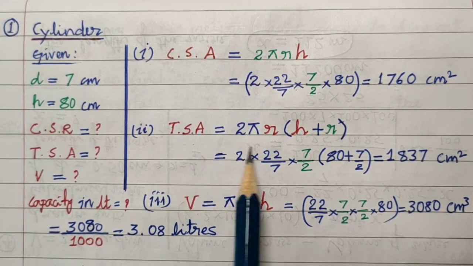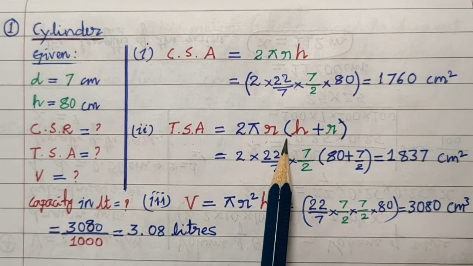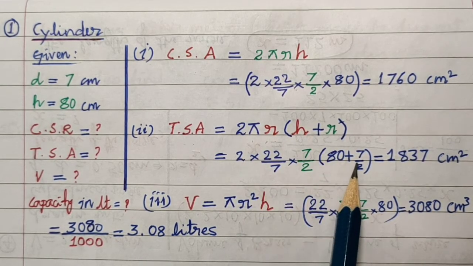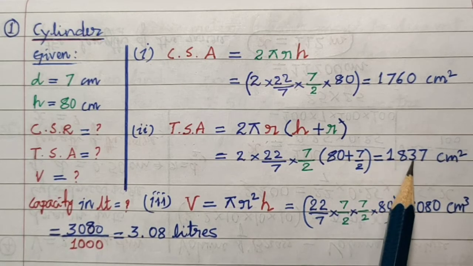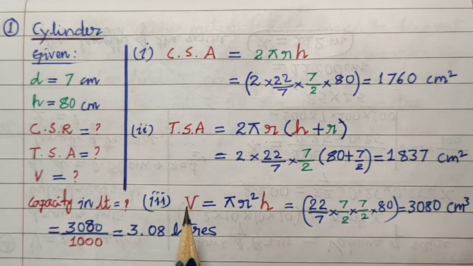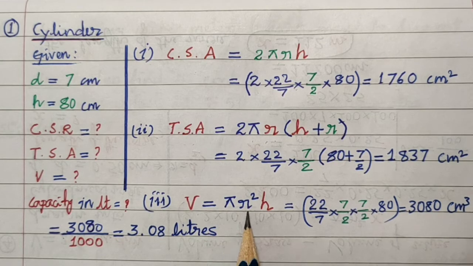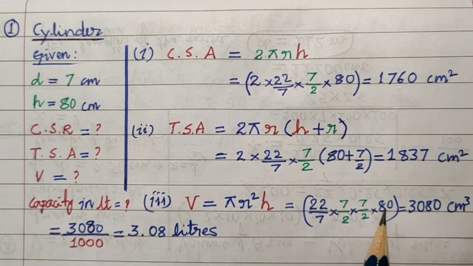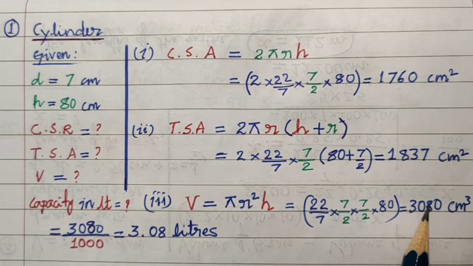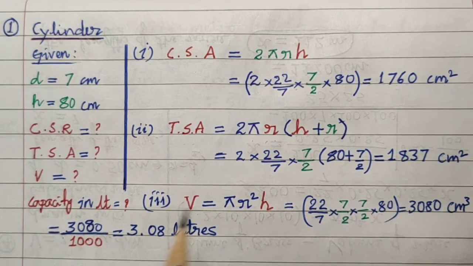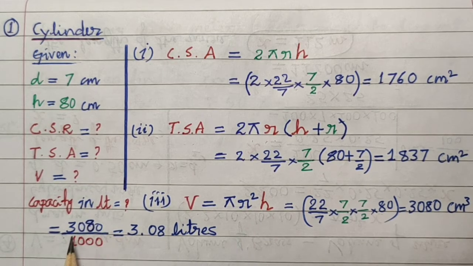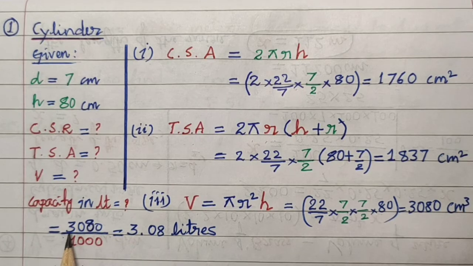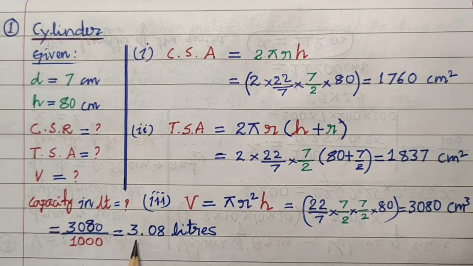Total surface area is equal to 2 pi r into h plus r. Substitute the values, you get 1837 centimeter square. The volume is given by pi r square h: 22 by 7, 7 by 2, 7 by 2 into 80 is equal to 3080 centimeter cube. To find the capacity in liters, the volume has to be divided by 1000 to convert it into liters. 3080 divided by 1000 will give 3.08 liters.